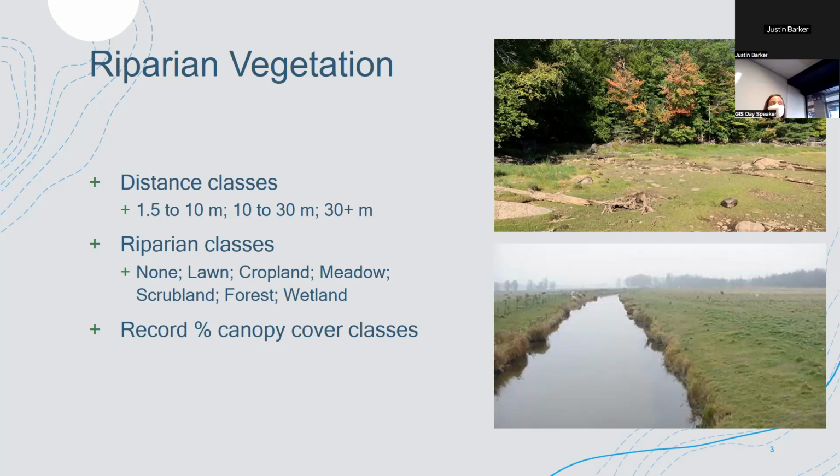And then with the riparian classes, it can be anything from none, which would be like a parking lot. So hopefully you don't have that near your stream, but sometimes it happens. Lawn, cropland, meadow, scrubland, forest, and wetland. And in forested areas, we also record the percent of canopy cover, because all of this on a small scale affects the composition of benthic macroinvertebrates. And we know that whether it's a coniferous forest or deciduous, it will impact what benthics we find there, as well as the level of organic pollution.